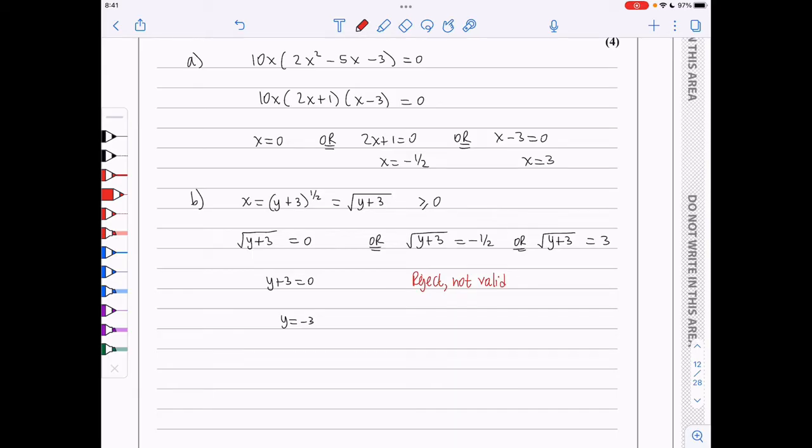And root of y plus 3 is 3 means that y plus 3 is 3 squared, y plus 3 is 9, so y is 6. So the two solutions are negative 3 and 6.